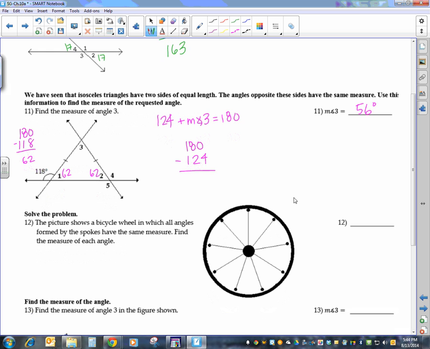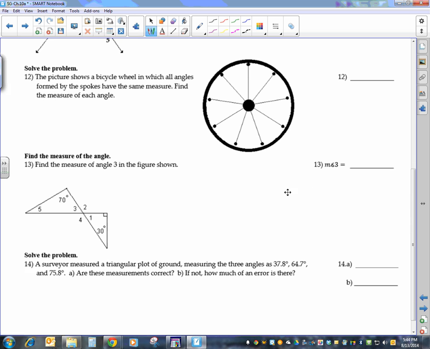Next, the picture shows a bicycle wheel in which all angles formed by the spokes have the same measure. Find the measure of each angle. So hopefully you remember that all of them add up to a complete rotation, which is 360 degrees. And I have 1, 2, 3, 4, 5, 6, 7, 8, 9 angles. So 360 divided by 9 gives me each one measuring 40 degrees.